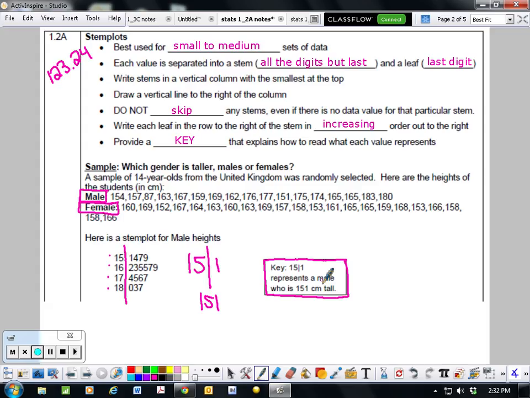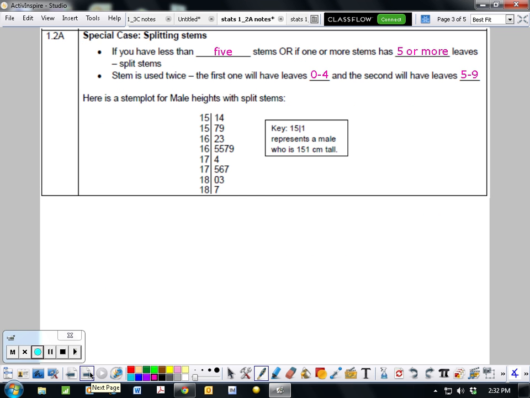Okay, so we have other special cases of stem plots. We have what we call the split stem. It breaks up our stem plot because typically if we have less than 5 stems, it's not a wide enough graph to really see what's happening with the distribution. Or if we have a really long set of leaves, then we'll break those up.